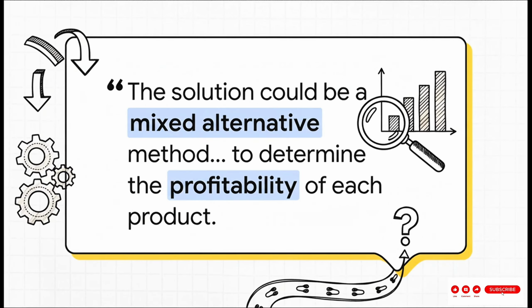And that brings us to a really interesting final thought from the research. It suggests that maybe the ultimate answer isn't about throwing out the old and just using the new. Maybe it's about developing a kind of hybrid method that takes the best of both worlds. Because at the end of the day, the goal is simple: to really truly understand how profitable each product is.